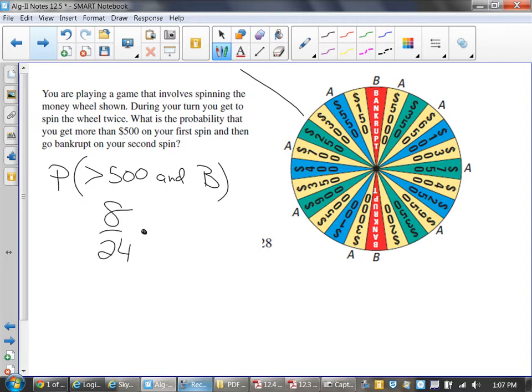Now, are the spins themselves independent of one another? Yes. It's not like they're taking one out. Okay. How many bankrupts are there? 2 out of the 24. And what you're doing is simplifying it right away, which is fine. You can simplify it to make your life easier, or put it in your calculator using the fraction bar, and it'll give you the same answer. You get 1/3, and you get 1/36 of the probability.